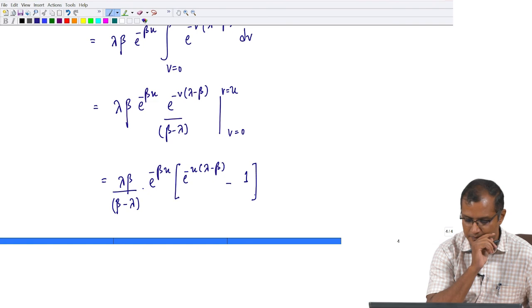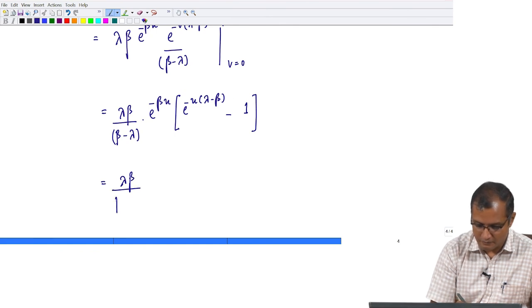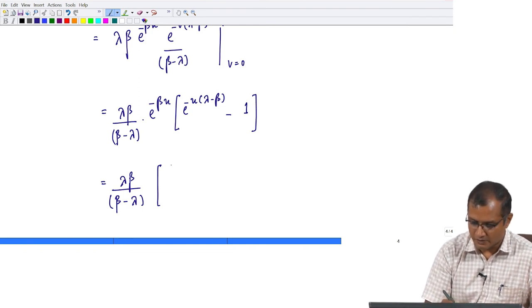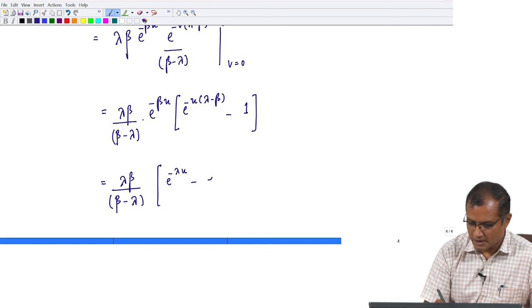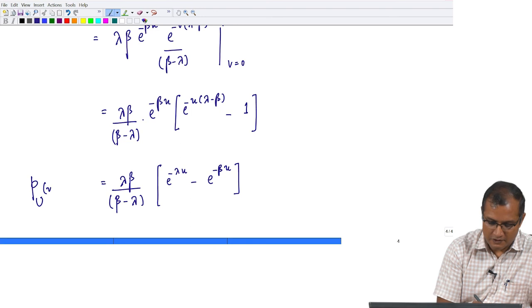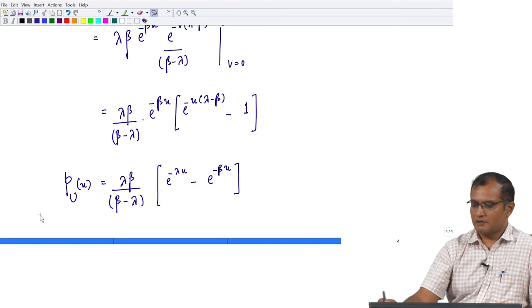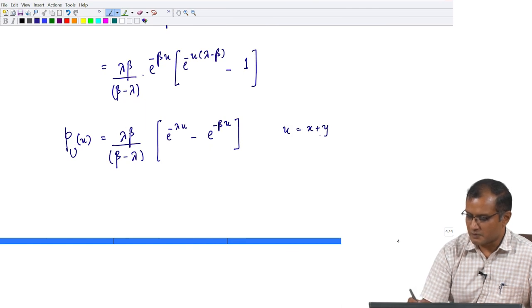All right. So then this is nothing but, e raise to minus beta u will cancel. What you will have for the first term is e to the power minus lambda u, minus e to the power minus beta u. So this is the PDF of u. So this is the PDF of the sum. So this is how the sum is distributed. So I will say this is the PDF which tells how x plus y is distributed.